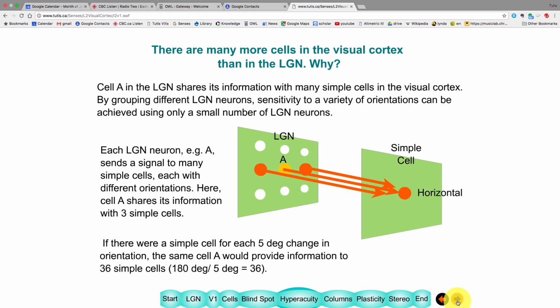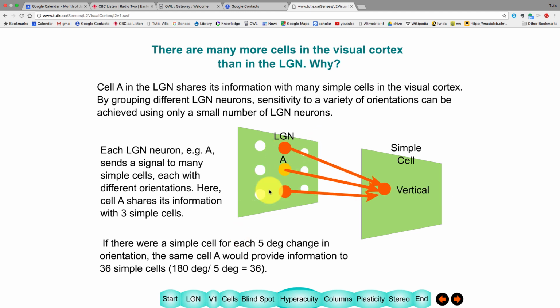So there are many more cells in the visual cortex than there are in the LGN or the eye. You get an explosion of connections. And what's happening is that, for example, this one cell here in the middle of your LGN, and you can think of that one cell as being one cell in your retina, is being shared by lots of simple cells. And you can see that that's contributing to these simple cells, all of which sense whether the line is horizontal, vertical, or at this halfway point.